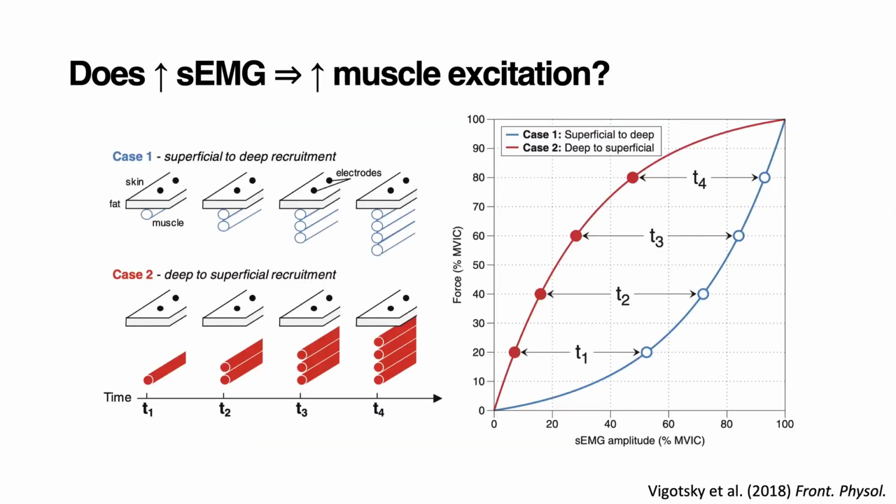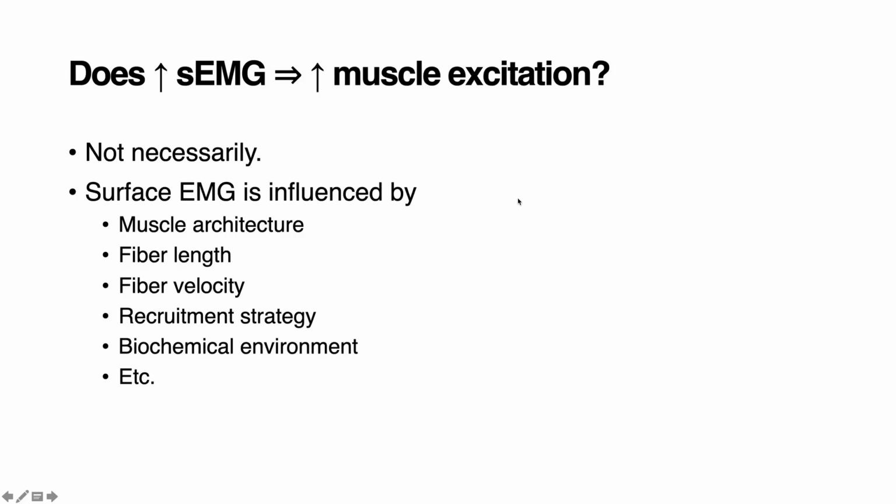And in addition, there's some theoretical concerns. If a muscle recruits fibers from deep to superficial or superficial to deep, you might have similar motor unit recruitment for different surface EMG amplitudes. And that's kind of depicted here. So in case 1, you have a much higher EMG amplitude when you have only a single muscle fiber recruited, whereas for case 2, when you recruit from deep, you have a much lower surface EMG amplitude. So surface EMG amplitude doesn't necessarily reflect muscle excitation. So there are some things here that kind of decouple those relationships. Rather, surface EMG amplitude is influenced by a lot of things, so muscle architecture, fiber length, velocity, recruitment strategy, in addition to the biochemical environment, especially when you have fatigue coming into play.